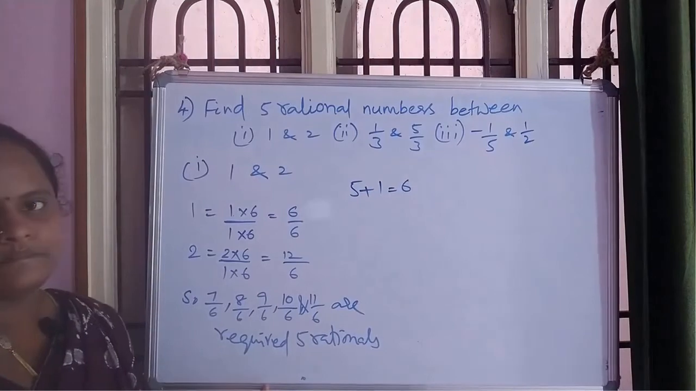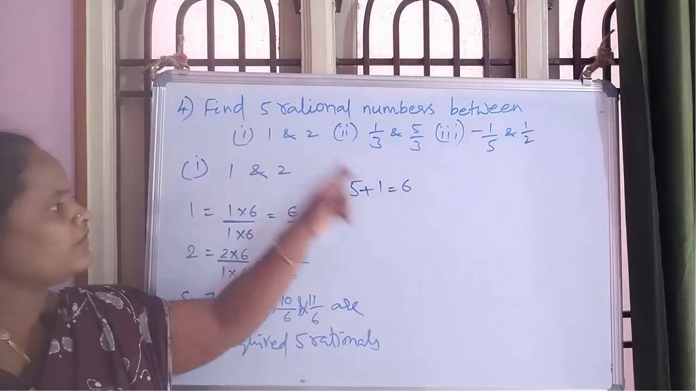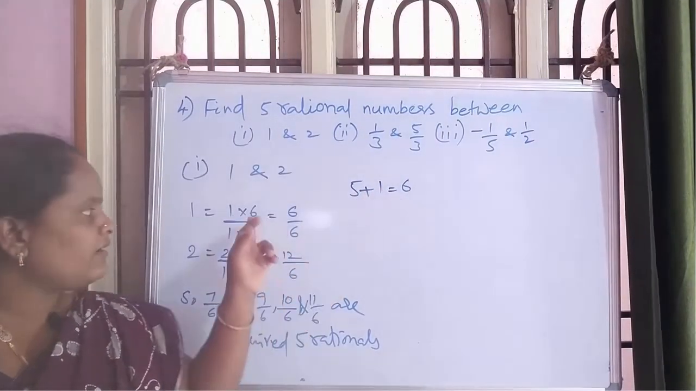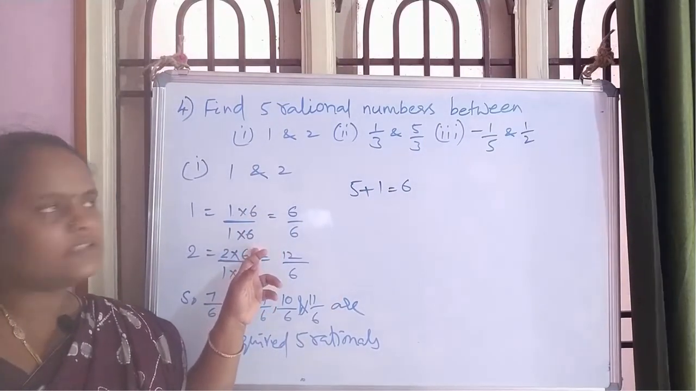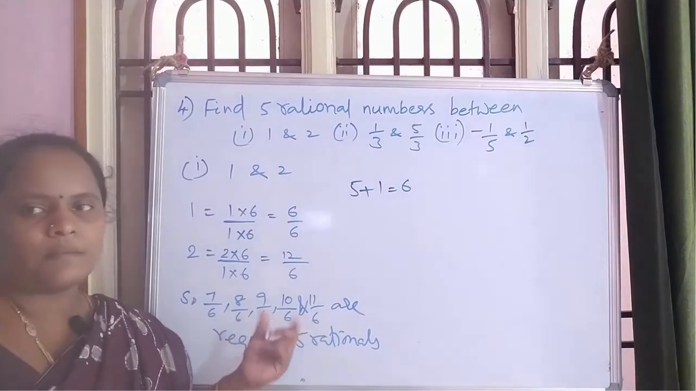So here we have taken 5 plus 1, that is 6. We multiplied with 6 in the numerator and also in the denominator. So I got the 5 required rational numbers.